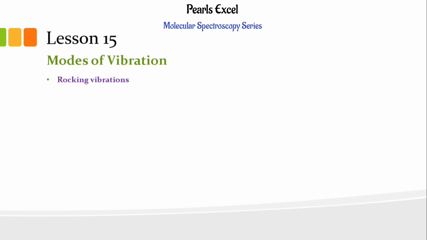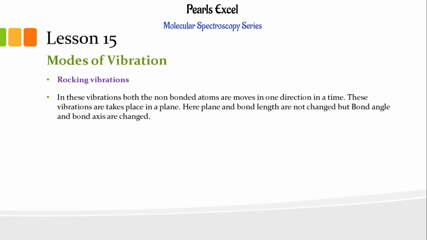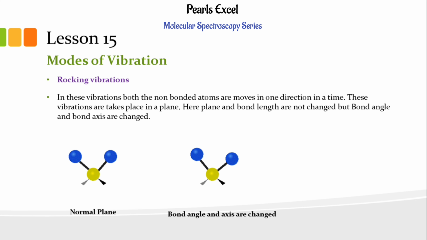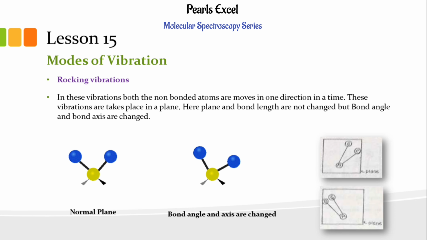Further, understand rocking vibrations. In these vibrations, both the non-bonded atoms move in one direction at a time. These vibrations take place in a plane. Here the plane and bond length are not changed but bond angle and bond axis are changed. You should clearly visualize this from the below image, how bond angle and bond axis will be changed with the movement.